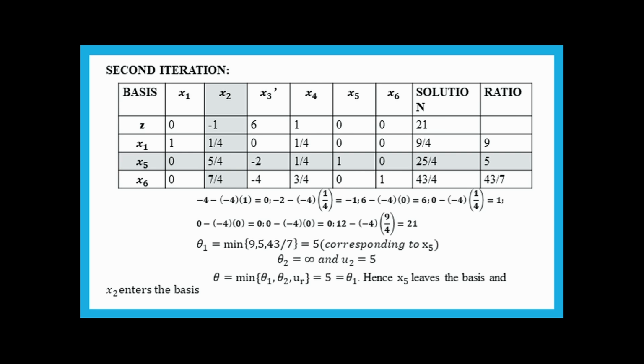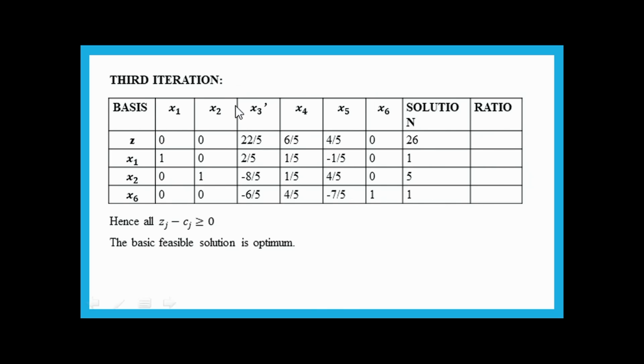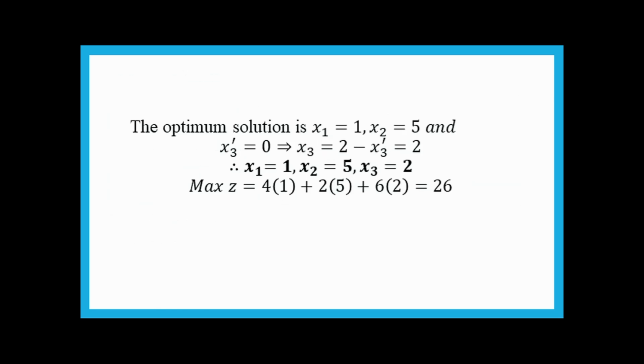Divide the x5 row by 5 by 4. We get 0, 1, minus 8 by 5, 1 by 5, 4 by 5, 0, 5. For the other values, we can use the formula old value minus pivotal element into new value. We get the other values. Here all Zj minus Cj are greater than or equal to 0. Hence the solution is optimum.